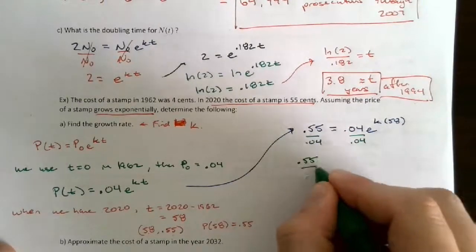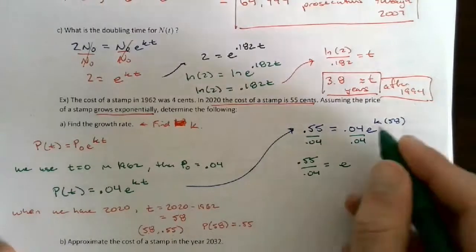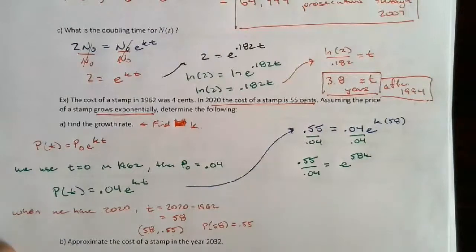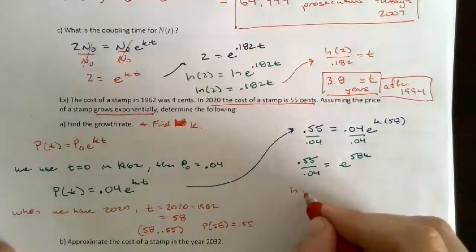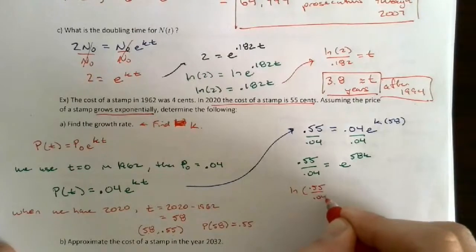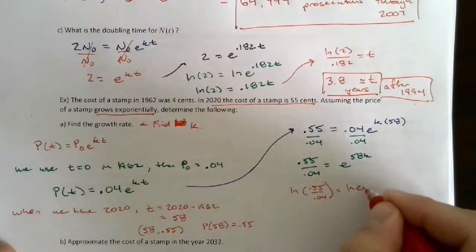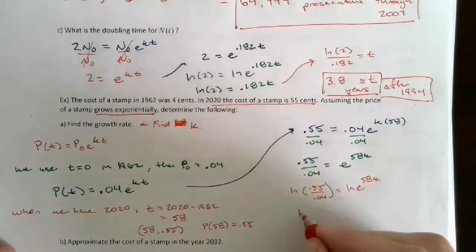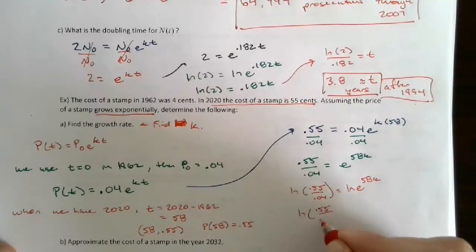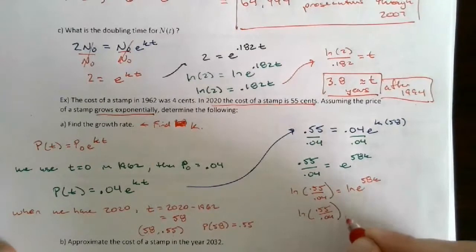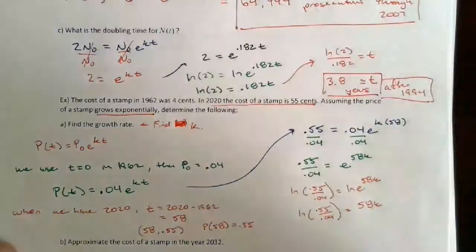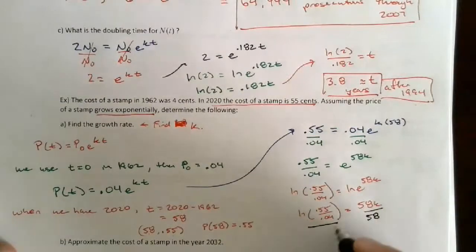So I got 0.55 over 0.04 is equal to e to the k times 58, which is the same as saying 58k. And then to solve this, we take the natural log of each side. I'd leave this as a decimal for now. So the natural log of 0.55 over 0.04 is equal to the natural log of e to the 58k. And remembering, the natural log of e to a power is just the power because the bases match. So the natural log of 0.55 over 0.04 is equal to just 58k. And then to solve this, we divide both sides by 58. And we're going to approximate k here.